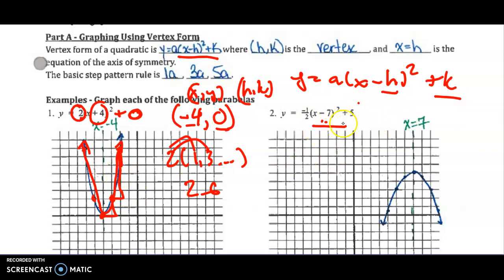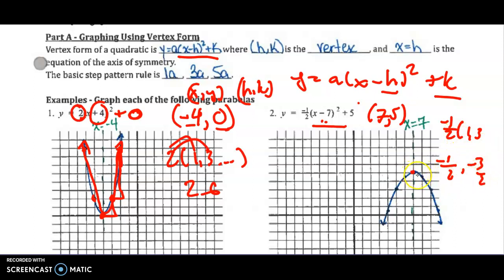This one here, my vertex, change the sign, and then outside is 5, so plus 7, plus 5, that's the vertex, 7, 5. And then my step pattern is going to be negative 1/2 times 1, 3, 5. So negative 1/2 times 1 is negative 1/2. Negative 1/2 times 3 is negative 3/2.